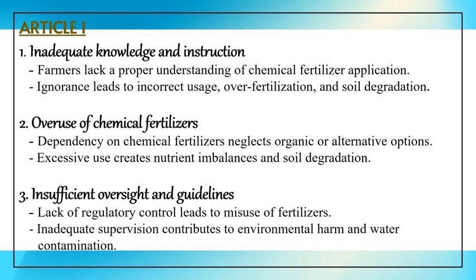Last but not least, insufficient oversight and guidelines pose a significant risk. The lack of appropriate supervision and control over fertilizer usage allows for potential abuse by farmers. This can lead to environmental harm, water contamination, and reduced agricultural output. Unsustainable farming methods persist when the rules and guidelines are not enforced.